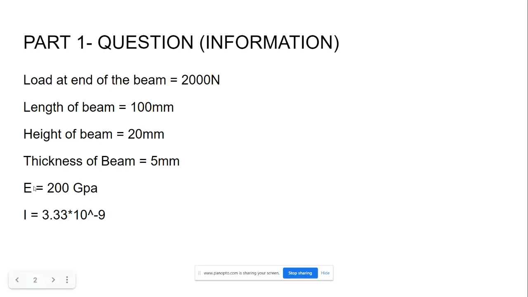The Young's modulus. So for the moment of inertia, I equals 3.33 times 10 to the power of -9. So the I was found by myself. It's not given with the question.